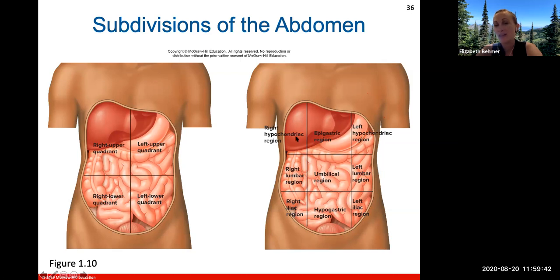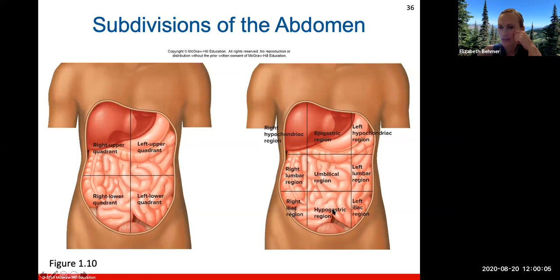And then we divide them into 9 more detailed regions here. Hypochondriac, epigastric, right and left, the right lumbar, left lumbar, the umbilical region would be where your belly button is, and then the iliac region corresponds to the right and left side, and also to the iliac region that was on the previous slide for body regions.